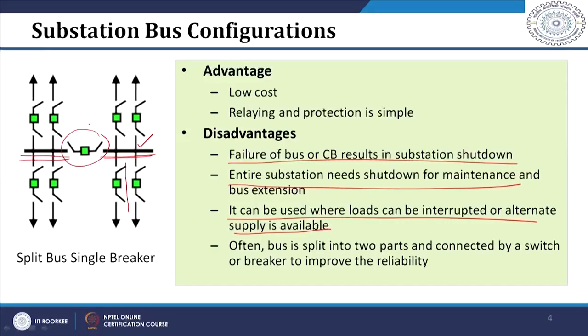Because of this, whenever there is maintenance or a fault on some bus, we can still feed half of the circuit without any disturbance. During the maintenance of this bus part, or if there is a fault on this particular bus, you can still feed power to these remaining circuits. So reliability will be improved by splitting the bus. The advantage of this is that the cost is very low.